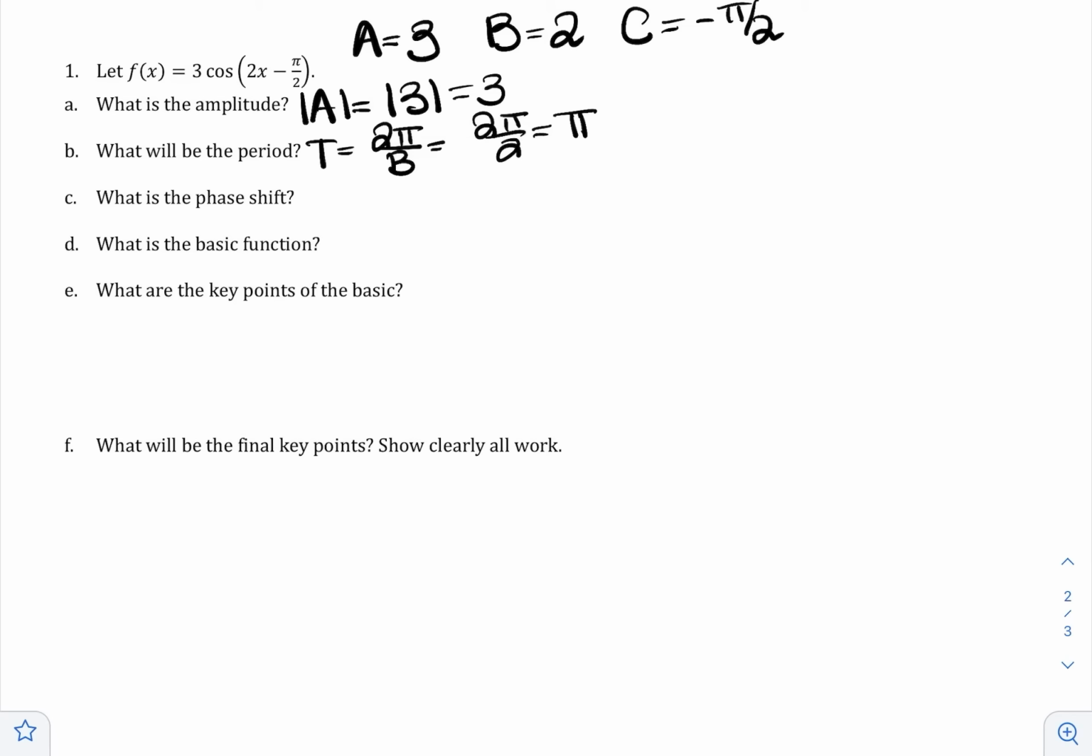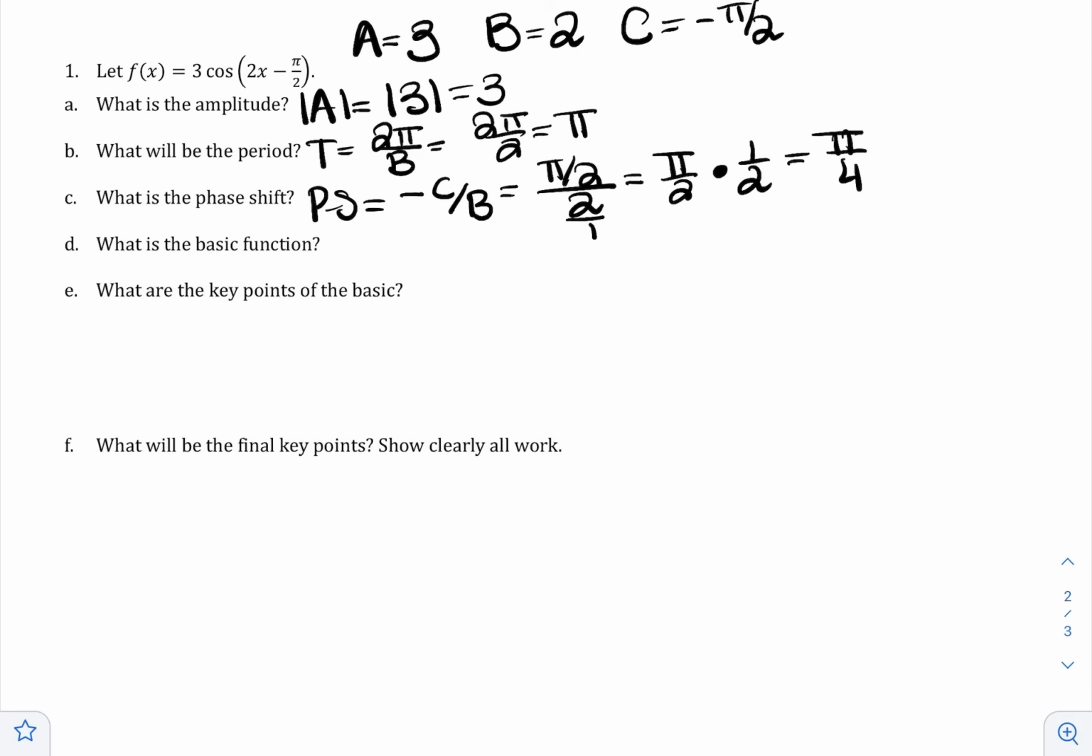The phase shift, PS, is negative c over b. Because c is negative, the negative is going to make it a positive. So it's going to be a positive pi over 2 over 2. Be very careful with your algebra here. This is 2 over 1, so when I flip it, it's 1 over 2. That's probably one of the most common mistakes I see here. People bring it up and say pi over 2 times 2. You have to take the reciprocal when you bring it to the top. So this is pi over 4. It's a positive pi over 4, so it will shift to the right.